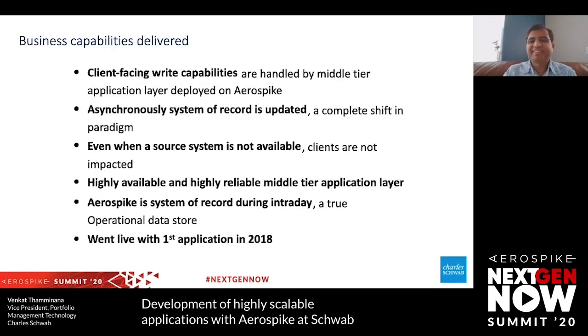Here are the benefits. Availability and client experience are improved. We are not depending on any of the source systems. Only Aerospike and middle layer availability is what we are looking for. Aerospike has become the true intraday system of record, and we went live in 2018. And this is a process we are working on. We are migrating many applications onto this architecture.